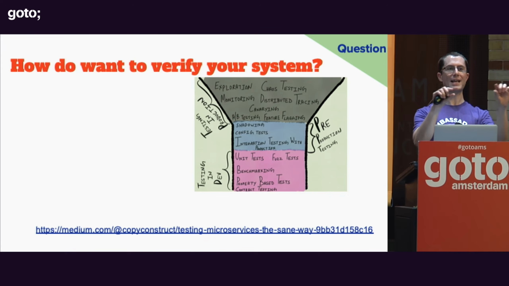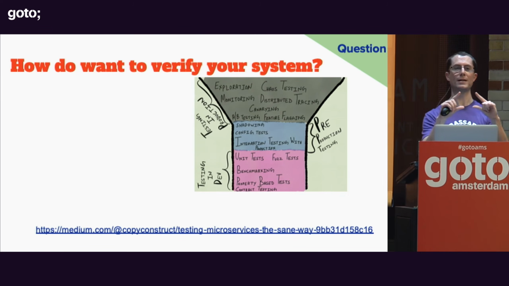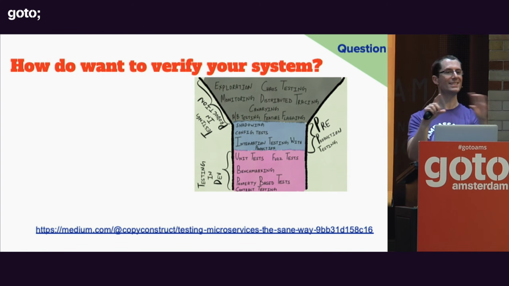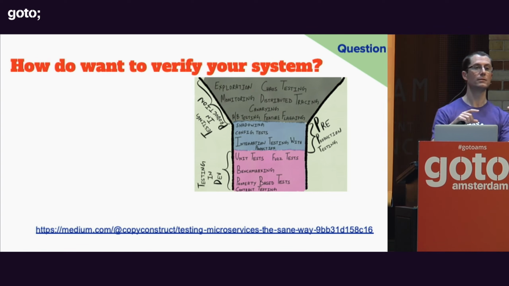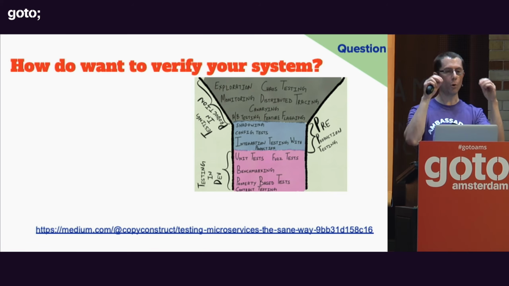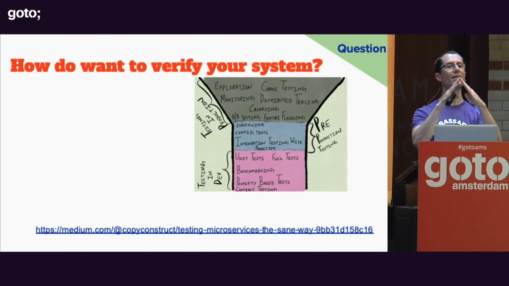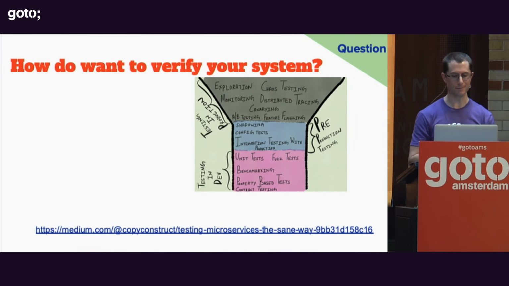You have unit tests on the bottom all the way up to manual tests. And the initial model with the testing pyramid was that you invest in more unit tests because they're easier to write, cheaper to run. All the tests in this pyramid have value, but you want fewer user-driven tests at the top because they take a long time and are expensive to create.